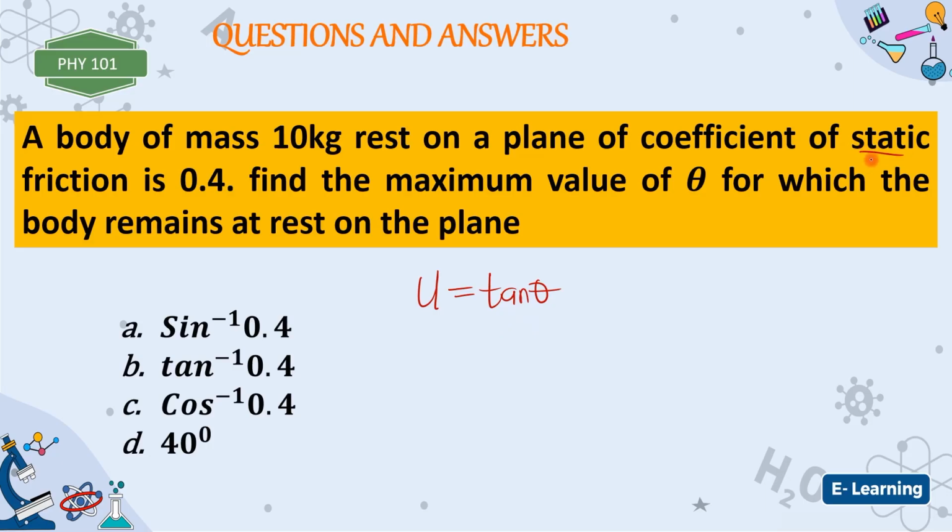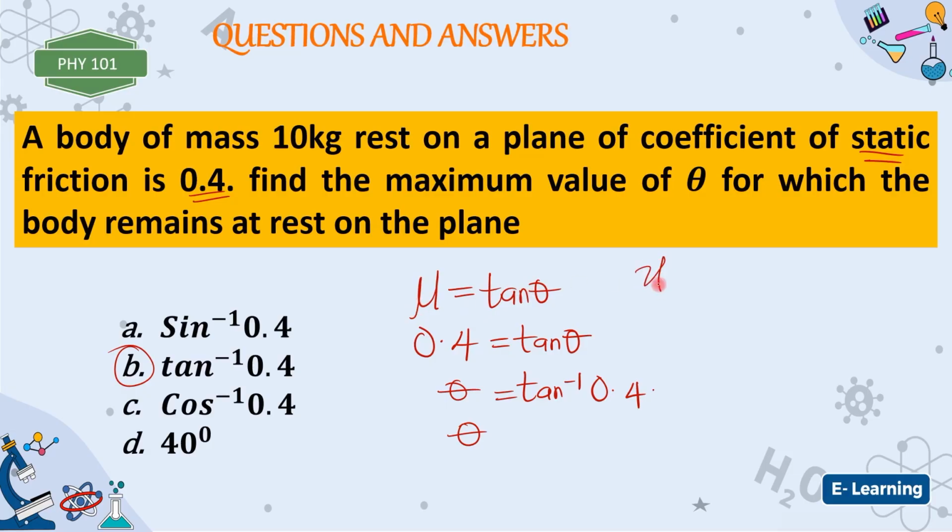So if the coefficient is 0.4, we are going to have 0.4 equals tan theta. Now what will be our theta? Our theta will be the tan inverse of 0.4. So the correct answer is option B. That is the formula for the coefficient of static friction, not that the coefficient of friction is tan theta.